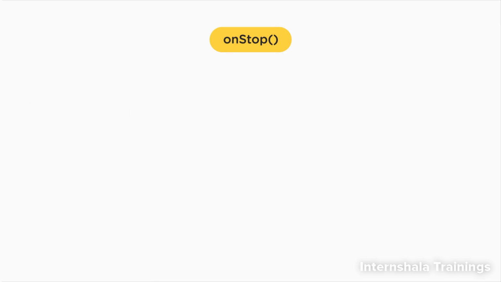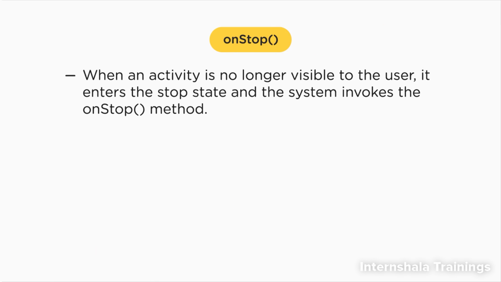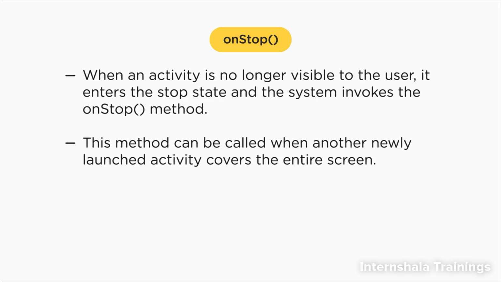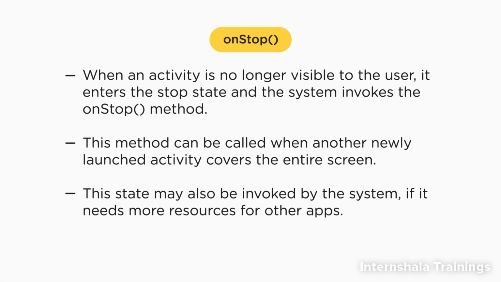Let's look at the onStop method now. When an activity is no longer visible to the user, it enters the stop state and the system invokes the onStop method. This may happen when, let's say, a newly launched activity covers the entire screen. This state can also be invoked by the system when it needs more resources for other apps. For example, if the RAM of the device is low and it needs it for other functions, it can directly stop an activity instead of sending it in the paused state.